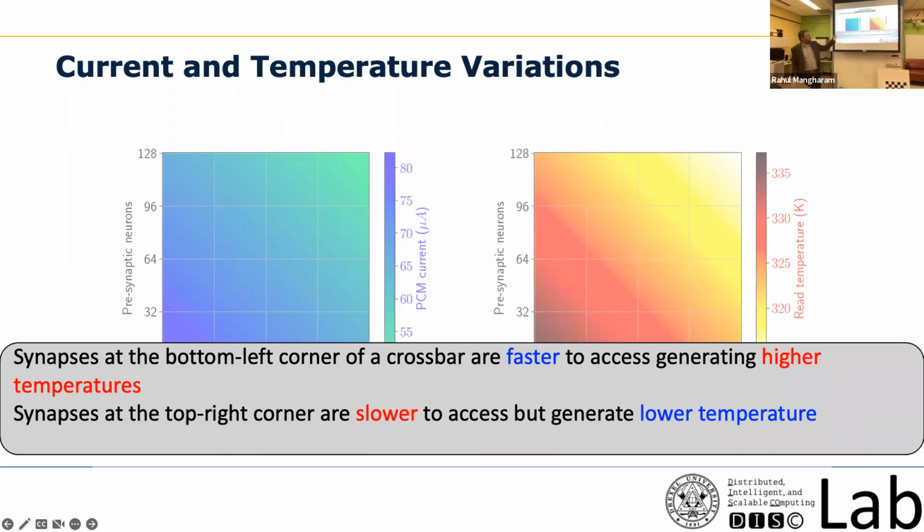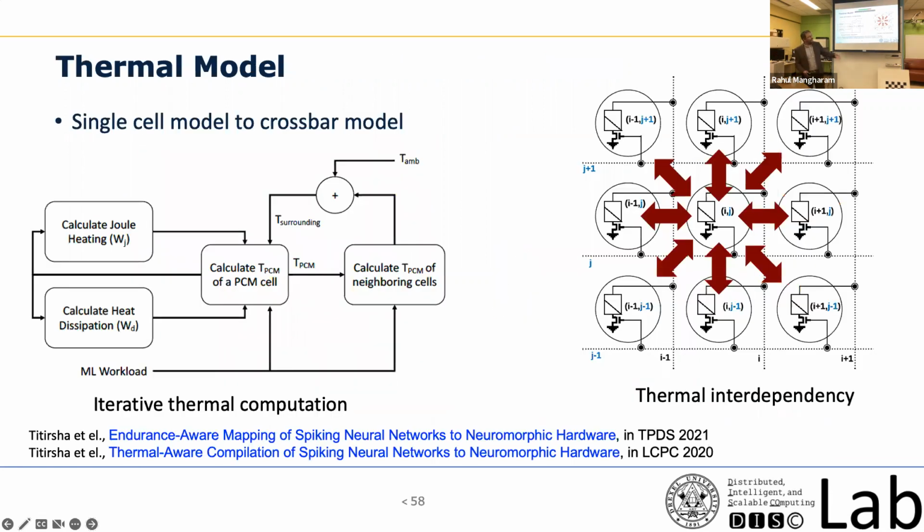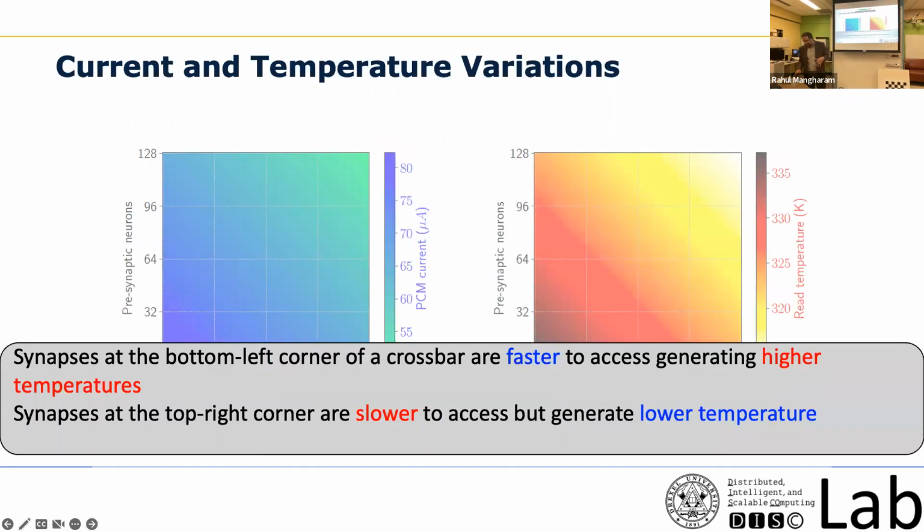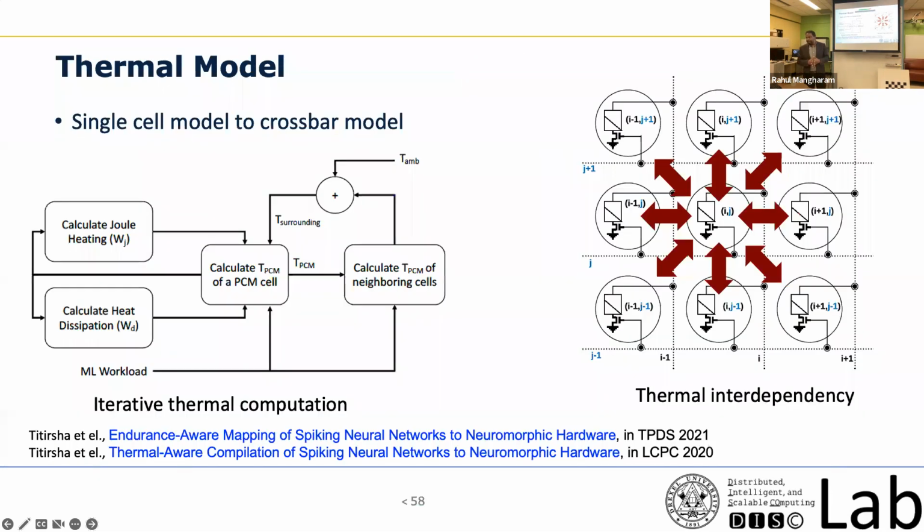As I said, synapses at the bottom of a crossbar are faster to access, but result in high temperature, whereas the top right corner, those corners, are slower to access but generate lower temperature. So you now talk about a trade-off between speed and temperature. Do you do thermal throttling or anything?